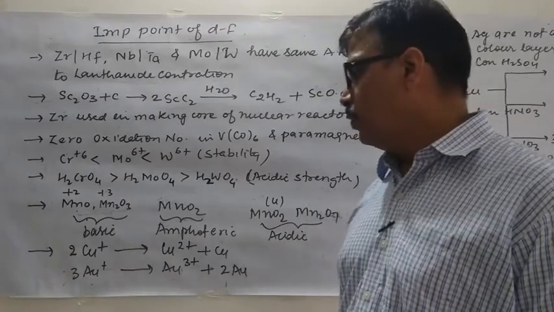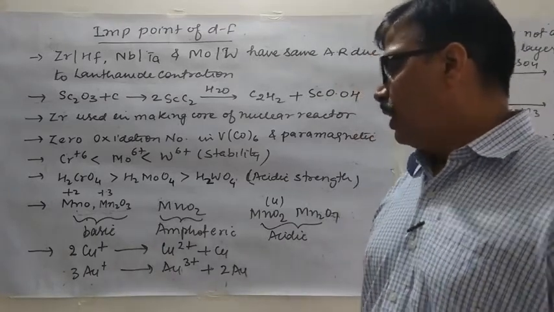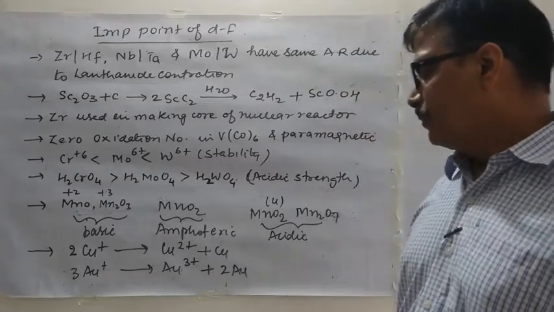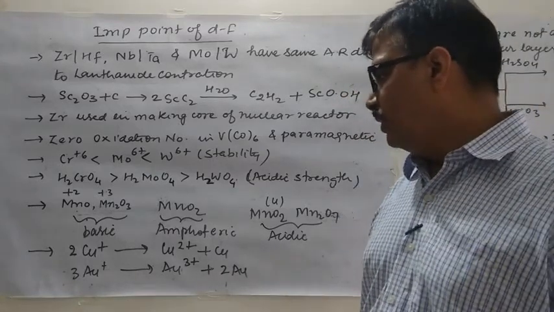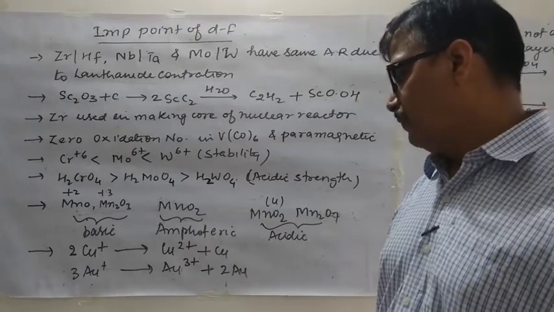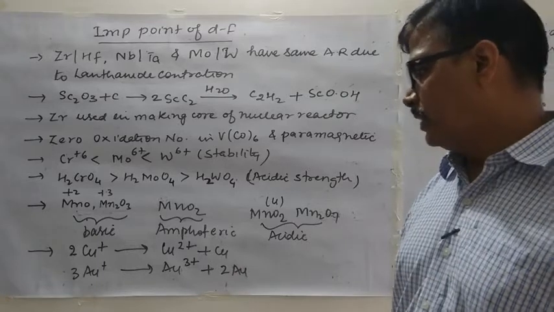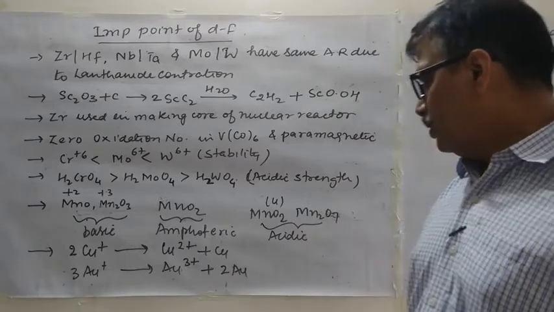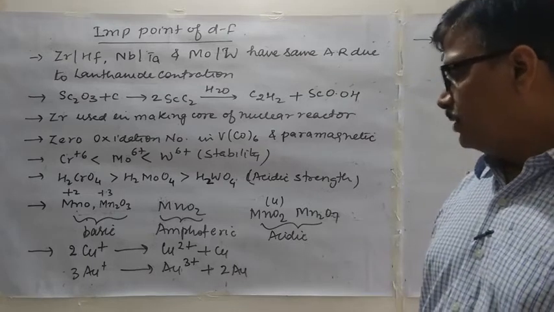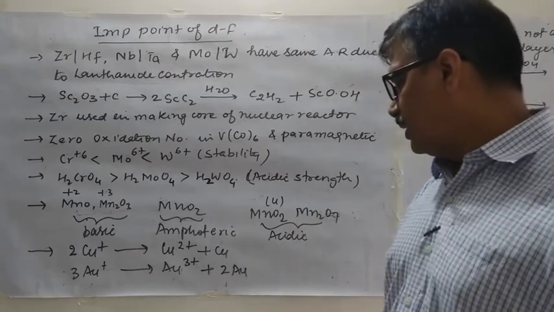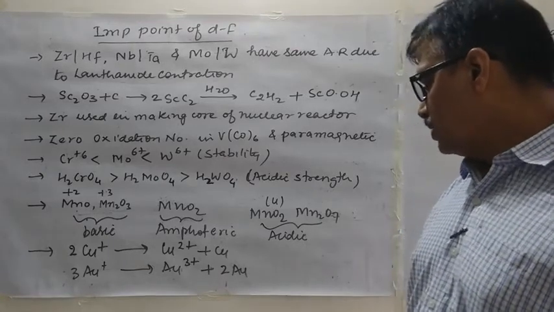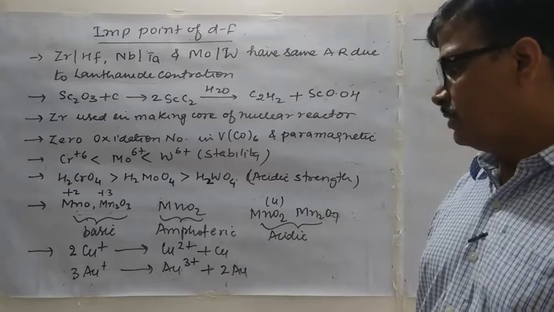Manganese forms MnO, oxidation state +2, and Mn2O3, oxidation state +3. They are basic in nature. Now MnO2, oxidation state +4, is amphoteric in nature. It means it has acidic as well as basic nature. Now similarly MnO3 and Mn2O7 are acidic in nature, but you must remember that MnO3 is unstable and Mn2O7 is a stable acidic oxide.